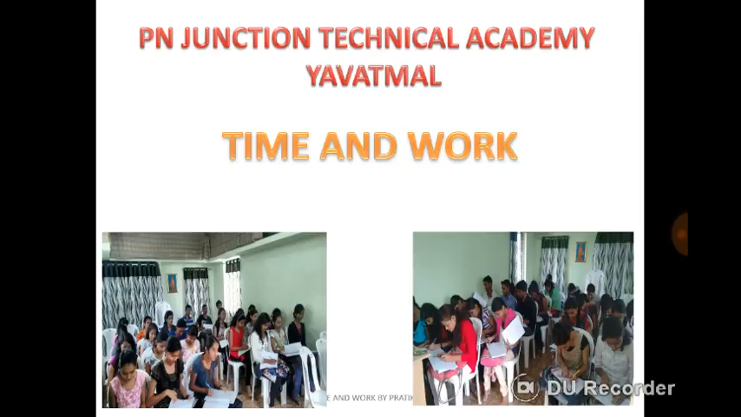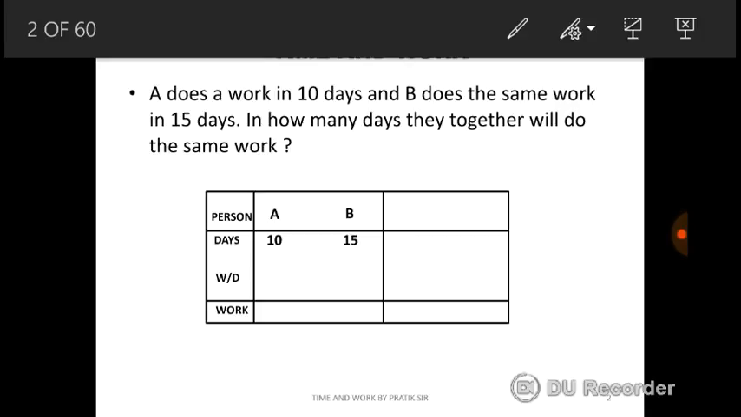This topic is very important in view of all the competitive examinations. So let's study this topic in the shortest way. Let's have a look at the first problem. A does a work in 10 days and B does the same work in 15 days. And it is asked in how many days they together will do the same work.